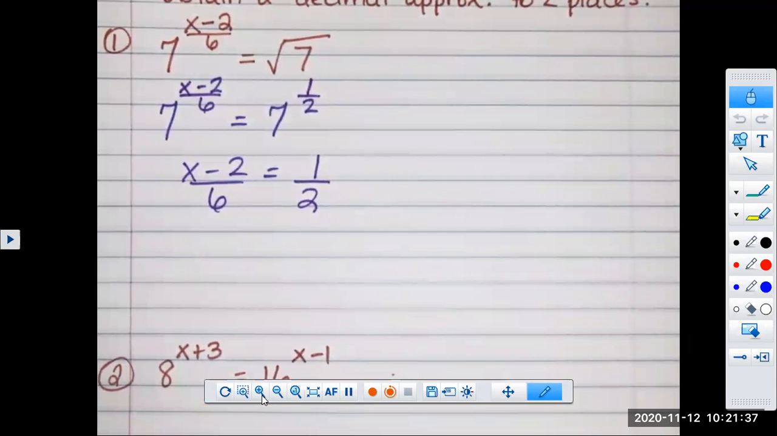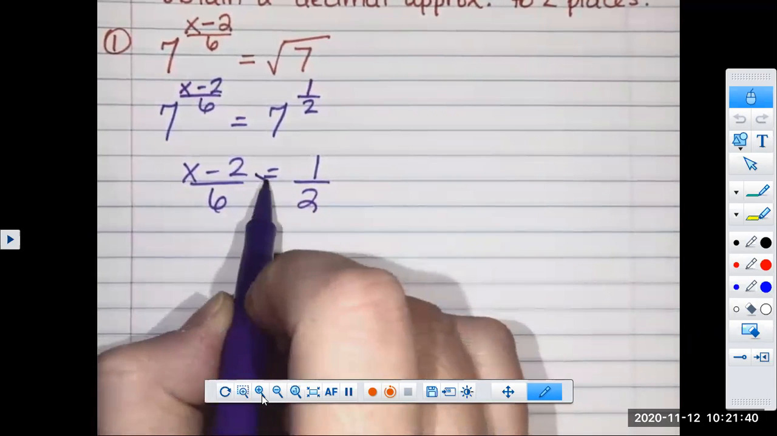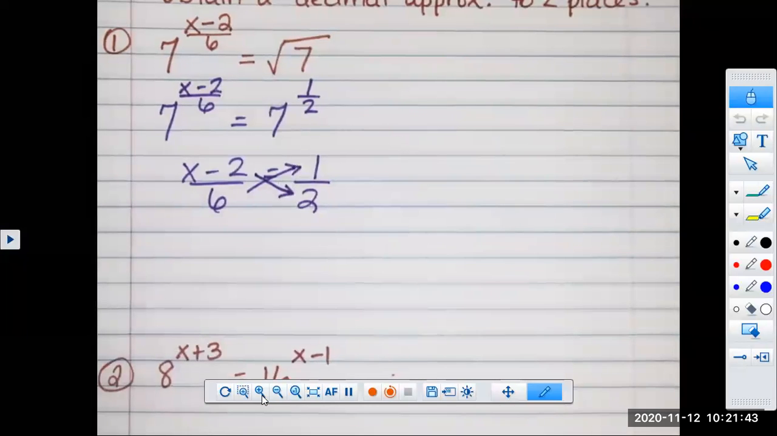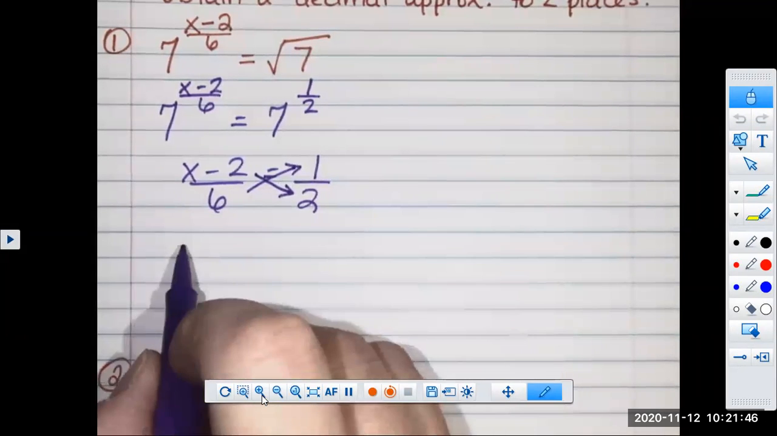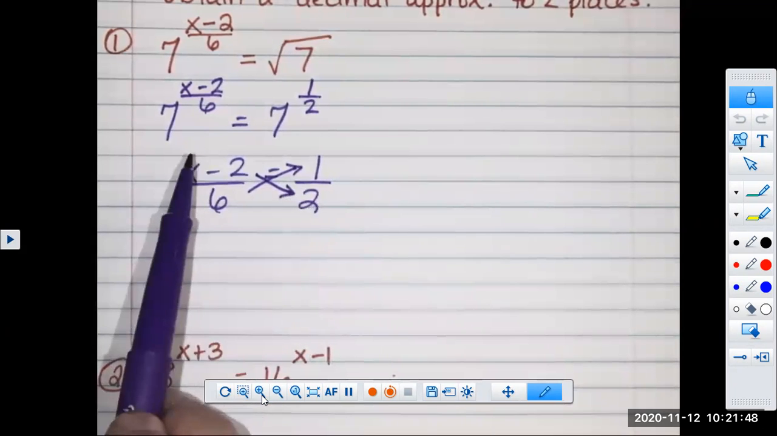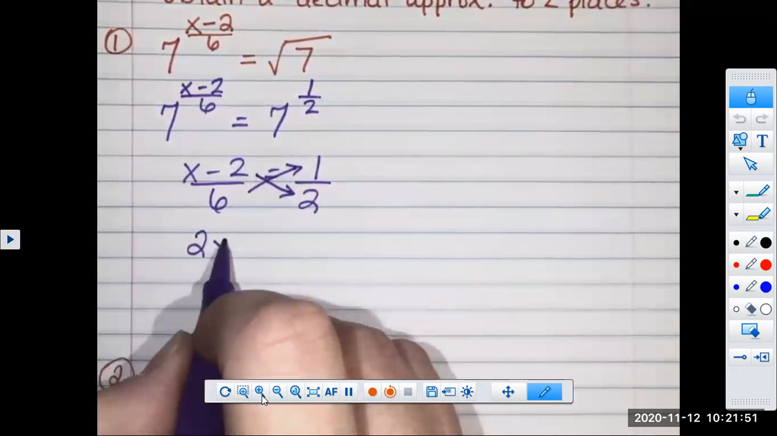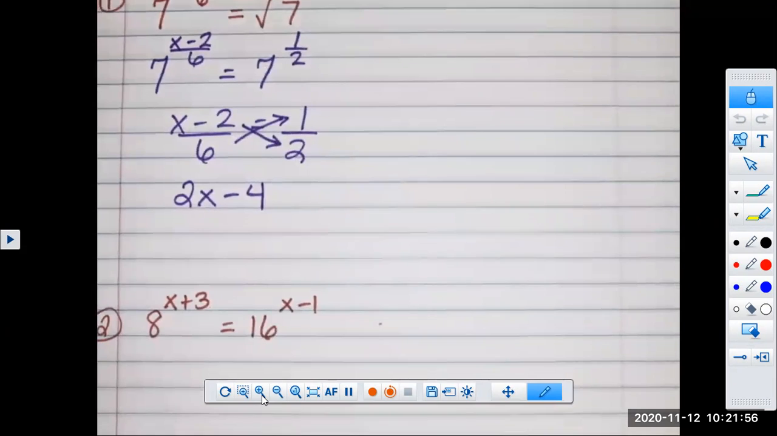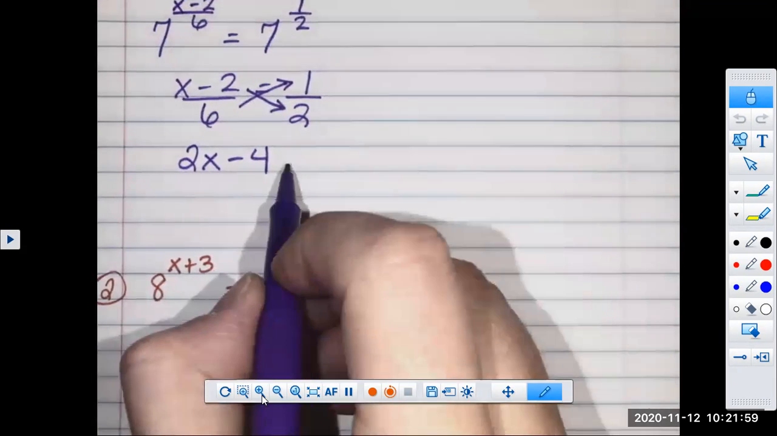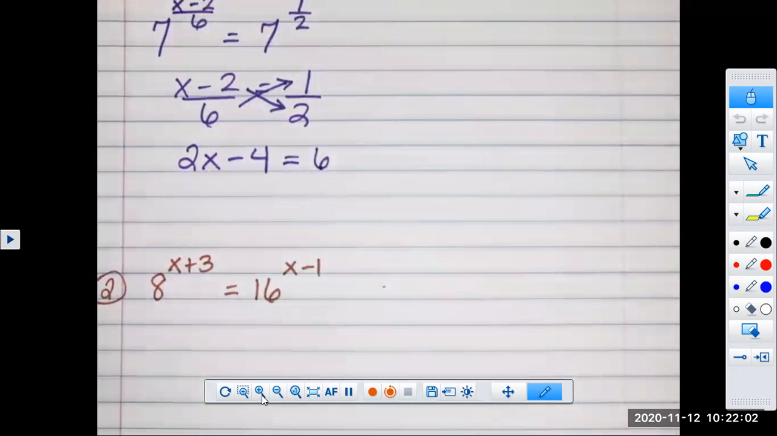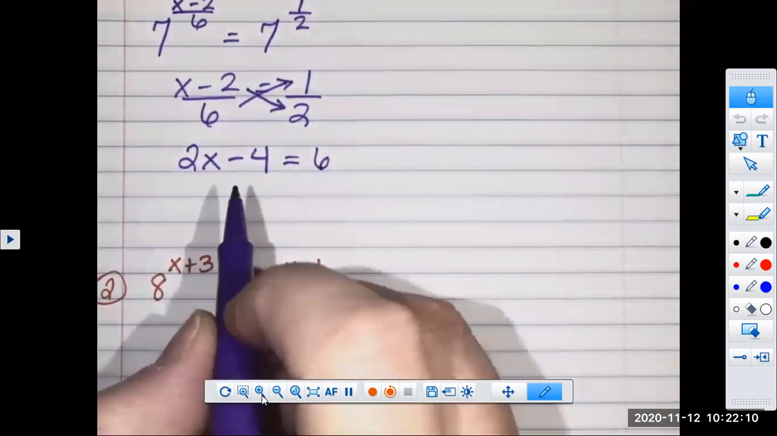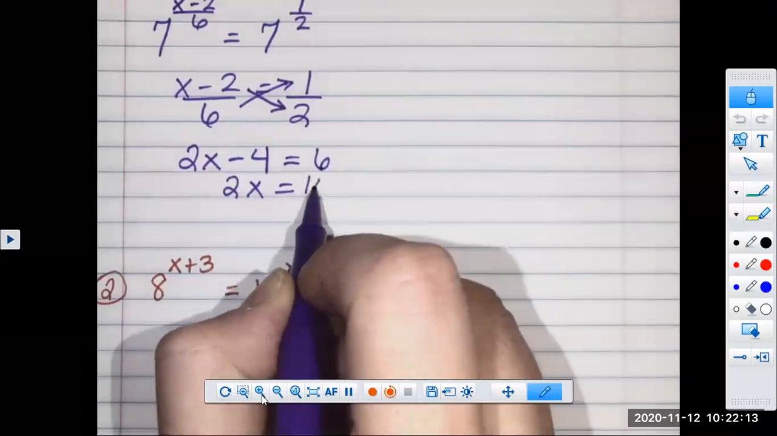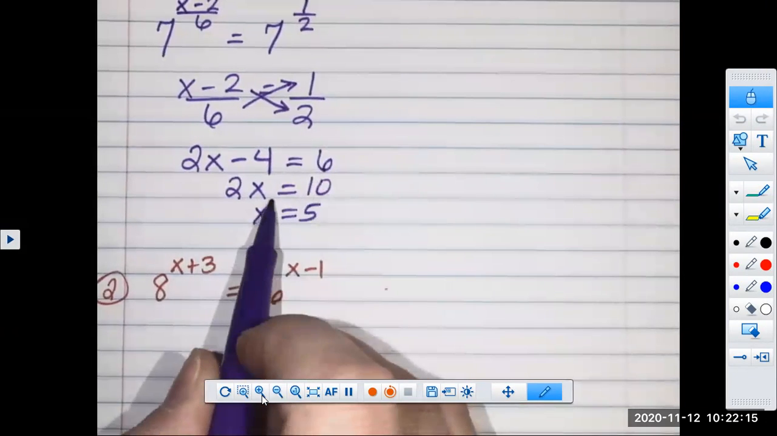There's a couple of ways you can go, but cross multiply is what I would do in this case. Make sure you multiply 2 to both terms on top. So that leaves you with 2x minus 4 equals 6. And then from that point, of course, add 4, divide by 2, so x equals 5.